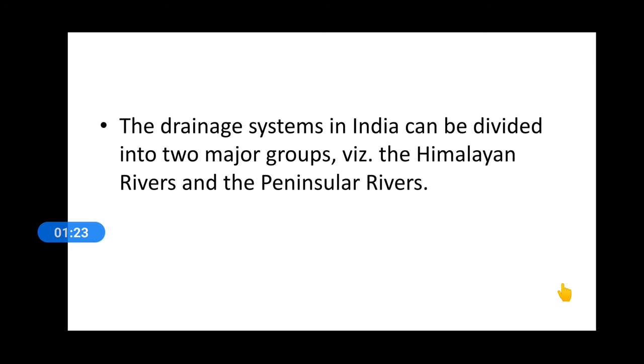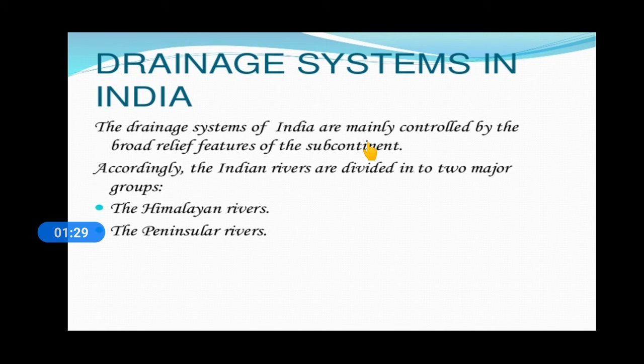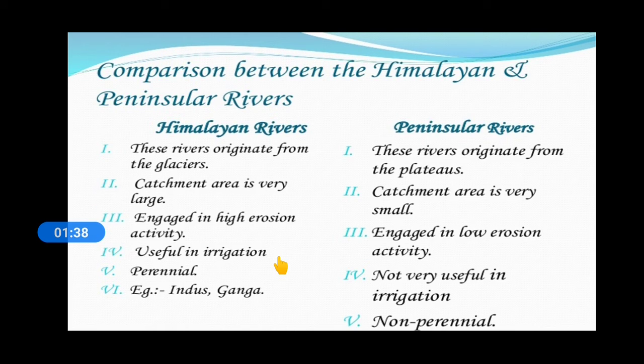Now today we are going to start with our topic, that is the drainage system in India, which is mainly divided into 2 parts, Himalayan rivers and Peninsula rivers. Let's have a look at the difference between these 2 river systems. Himalayan rivers originate from the glaciers, and Peninsular rivers originate from the plateaus. Here the catchment area is very large, whereas it is very low in Peninsula. Himalayan rivers are engaged in very high erosion activities. Peninsular rivers do not have so much erosion. They have low erosion activity.